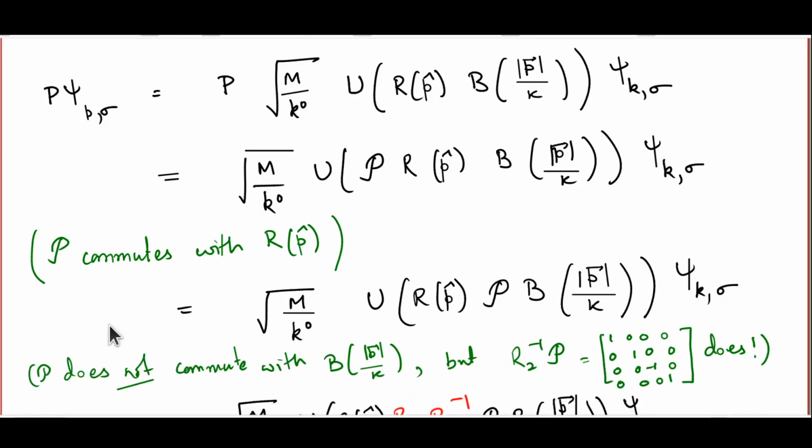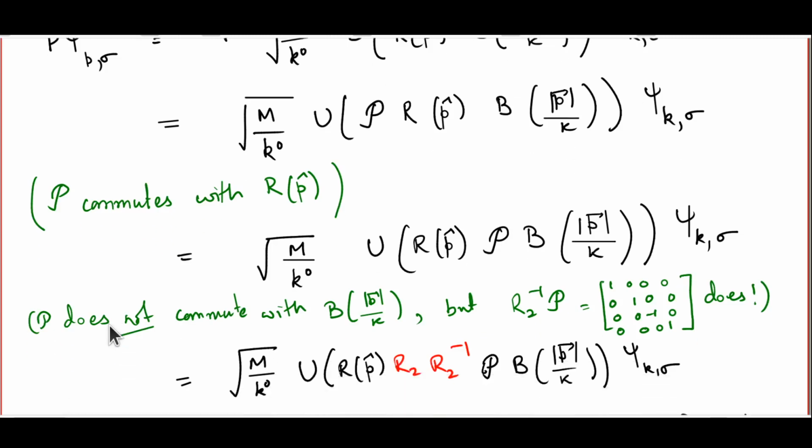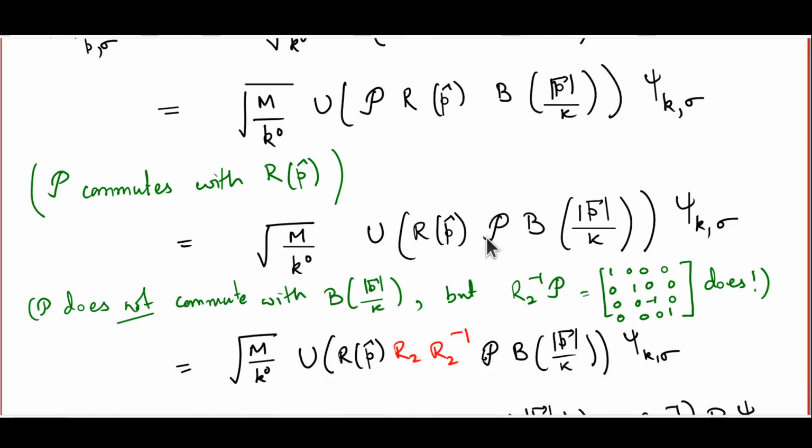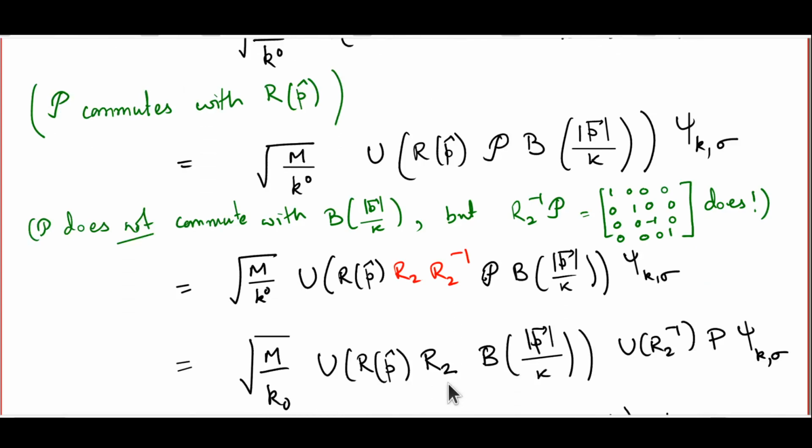However, R2 inverse curly p, which is nothing but a reflection in the xz plane and hence only affects the y-axis, and the boost of course only affects time and z, the two commute with each other. So what we can do is supply in the form of an identity an R2 inverse here, and then take the R2 inverse curly p right across the boost and make it act directly on psi k sigma. So we are left with a new operator inside, rp hat R2 and the boost, and then you have u R2 inverse p acting on psi k sigma.